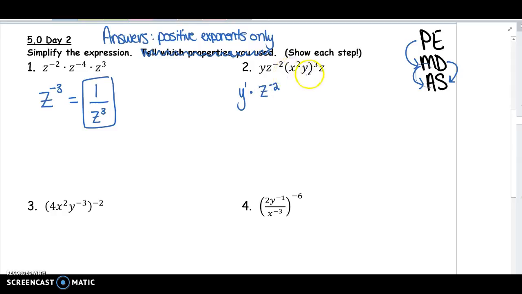Next, I see parentheses with an exponent outside of the parentheses. If there's an exponent outside of the parentheses, we multiply that exponent to the exponents inside the parentheses. That would make this be x to the 6th, and this in here is y to the 1st, so that would be y to the 3rd. And then there's a z outside of there, and that is a z to the 1st.